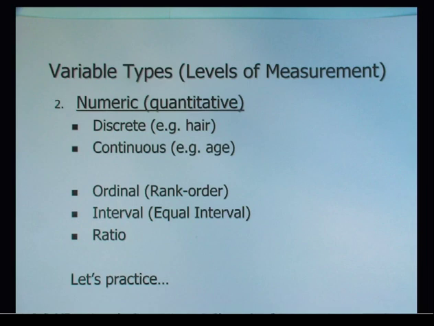I could say line up according to the ribbon you got, first, second, third, fourth. But it doesn't tell you anything about the distance between first place and second place. Maybe the runner from first place was only half a second away from the runner in second place, or maybe they were a whole minute apart. So the distance, we don't know, even though there is an order to that rank.